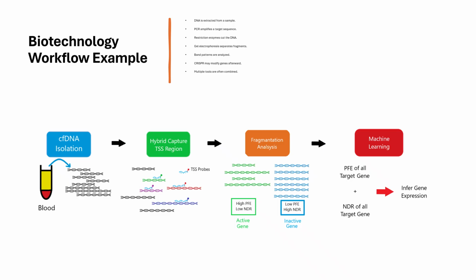Biotechnology tools often work together. DNA is extracted first. PCR amplifies the target region. Restriction enzymes cut the DNA. Gel electrophoresis separates fragments. Scientists analyze the results. CRISPR may then modify genes directly.